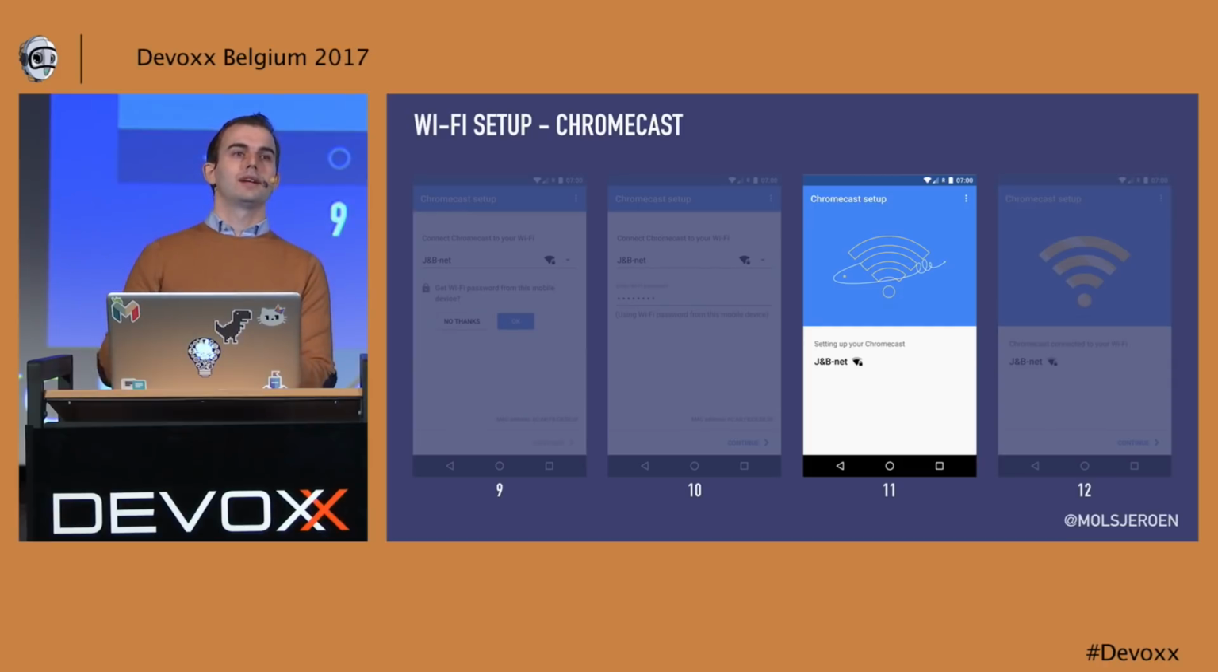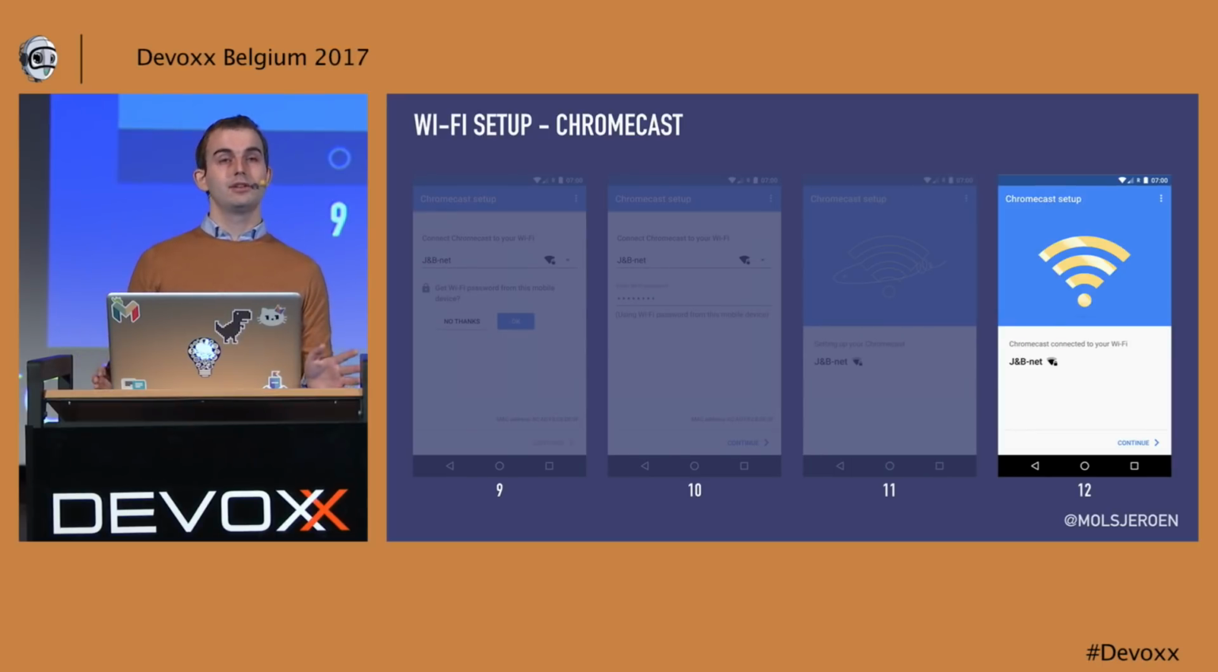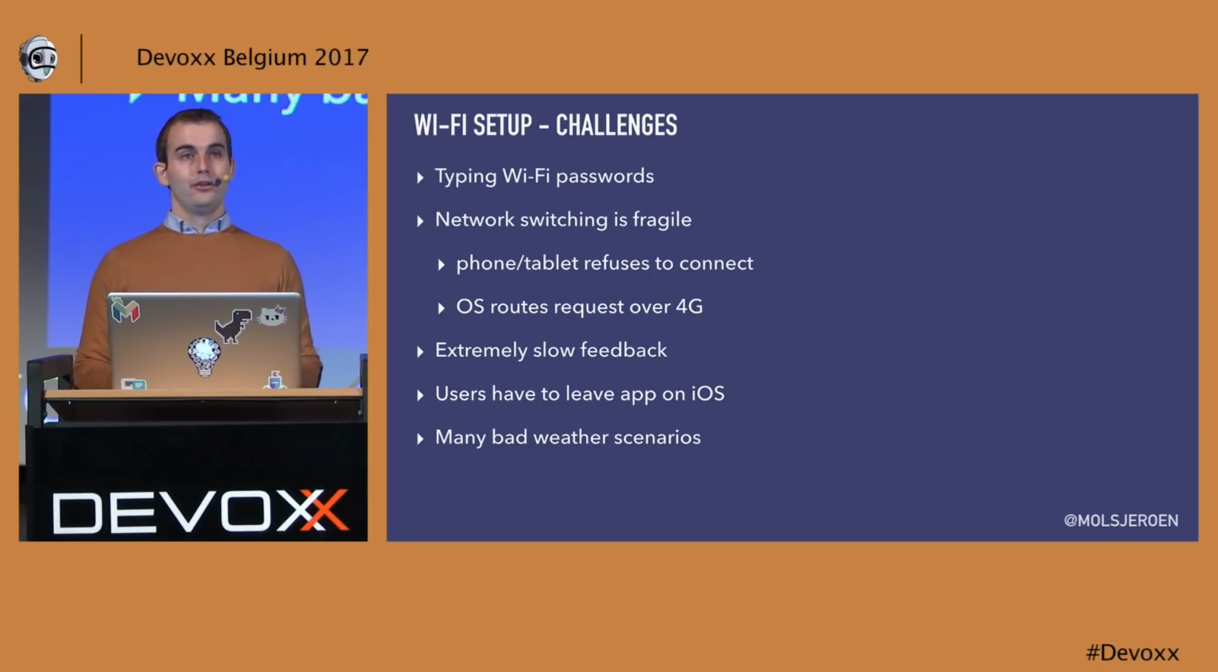So we always have to ask the user to enter the password. Then we send over the password and SSID to the speaker. We ask the speaker to try and connect to our home network. The phone is going to reconnect to the home network, and if everything goes well, then both of them are connected. You've heard how many ifs I said, right? It's a very, very error-prone process.